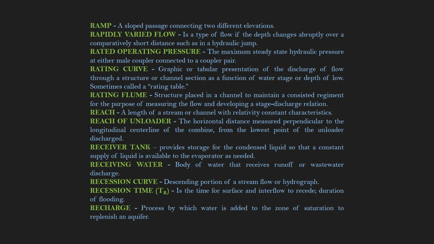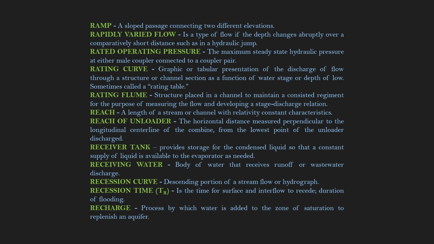Ramp. A sloped passage connecting two different elevations. Rapidly varied flow is a type of flow if the depth changes abruptly over a comparatively short distance such as in a hydraulic jump. Rated operating pressure. The maximum steady-state hydraulic pressure at either male coupler connected to a coupler pair. Rating curve. Graphic or tabular presentation of the discharge of flow through a structure or channel section as a function of water stage or depth of flow. Sometimes called a rating table.